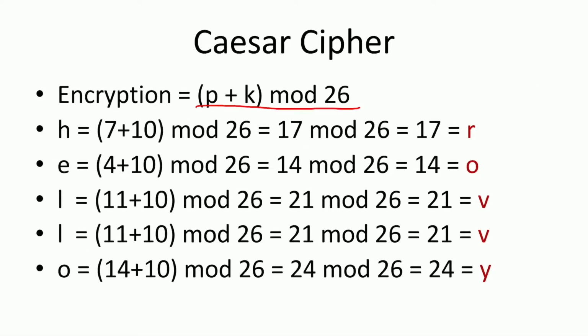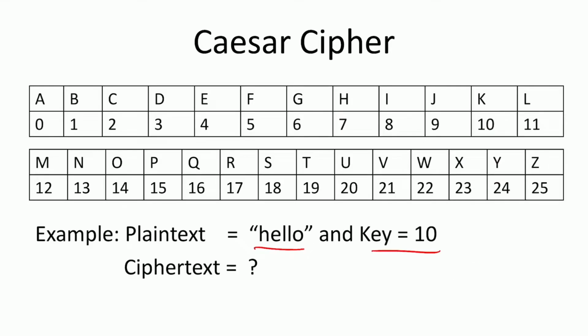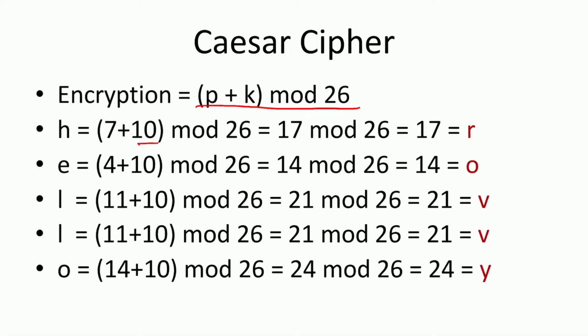Now for encryption, again, our formula is P plus K mod 26. So we have to find out the numerical mappings of every letter in the plaintext and also of the key. Key is already a numerical value, which is 10. So looking back at this table, H maps to 7, E maps to 4, L maps to 11, and O maps to 14.